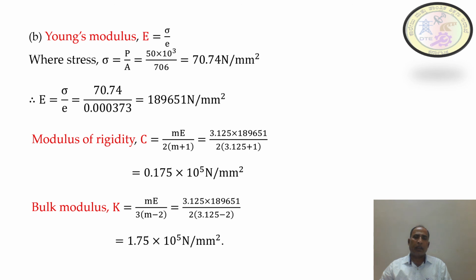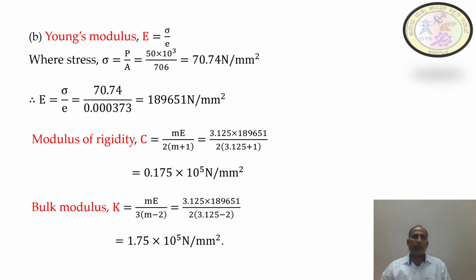and the value of linear strain is already calculated. So therefore Young's modulus E is equal to sigma by e, that is equal to 70.74 divided by 0.000373. So therefore Young's modulus is 1,89,651 Newton per mm square or 1.89 into 10 to the power of 5 Newton per mm square. Once the value of m is there and the value of E is there, now we can calculate the modulus of rigidity and the bulk modulus.